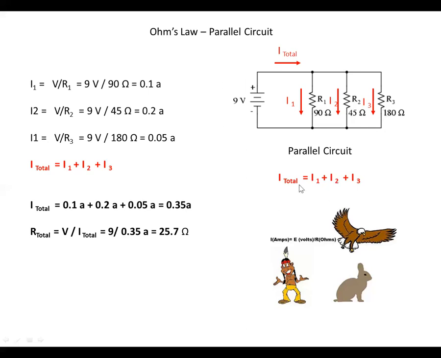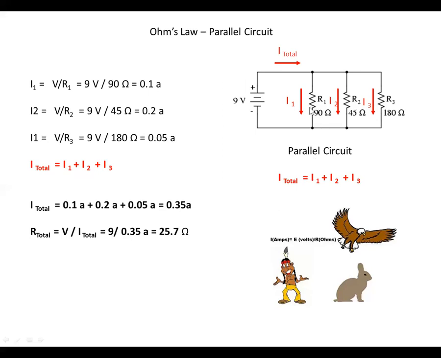Now, if you recall, old man Kirchhoff told us that the current flowing in is equal to the sum of the currents flowing through these resistors. So if we want to know what this I total is, we just add those 3 currents: the 0.1 amp plus the 0.2 plus the 0.05 amp, and that comes up with a total of 0.35 amps.